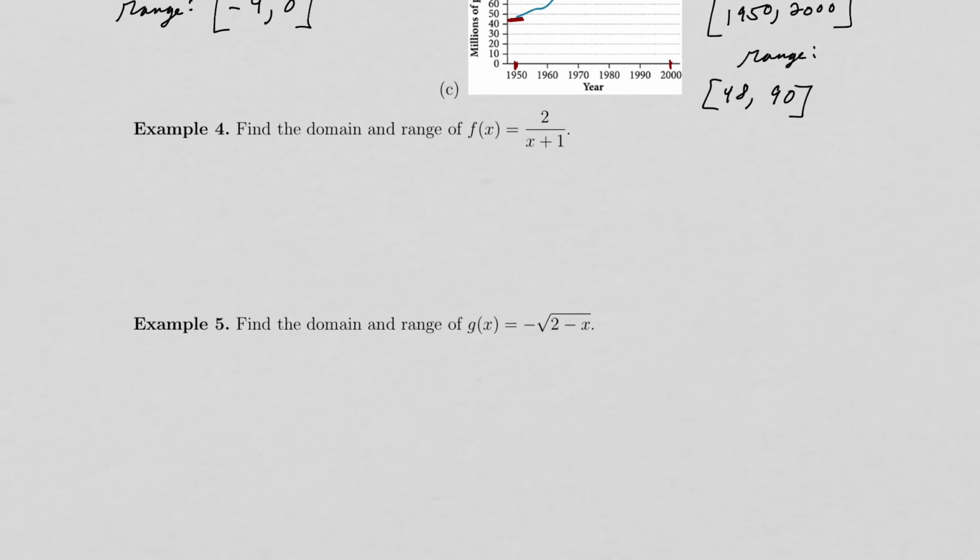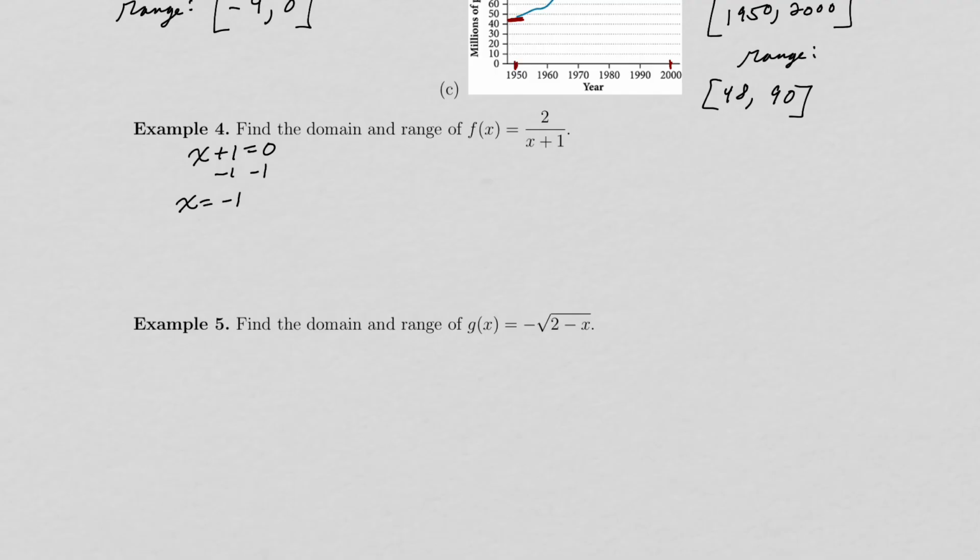Find the domain and range of this function. f of x equals 2 over x plus 1. Well, we're going to have an issue, right, where this denominator cannot equal 0. So let's figure out where it equals 0. If I set x plus 1 equal to 0 and solve for x, I get x equals -1. So x cannot be -1, because it'll force that denominator to be 0. But all other x values are fine, right?